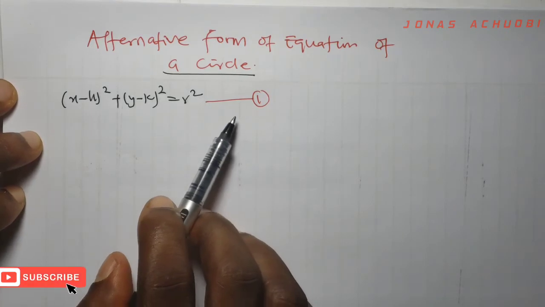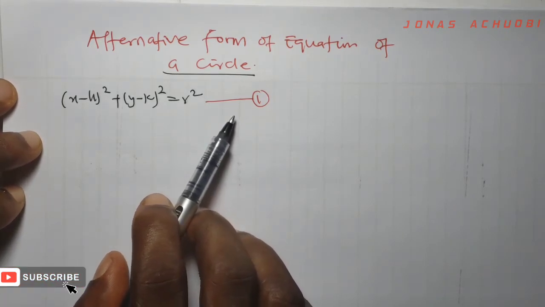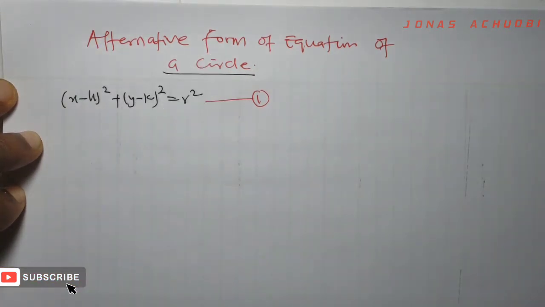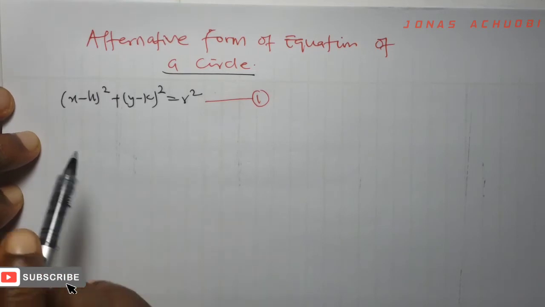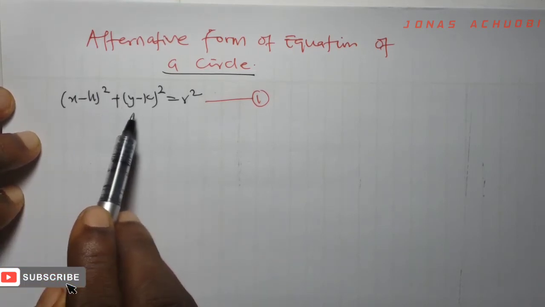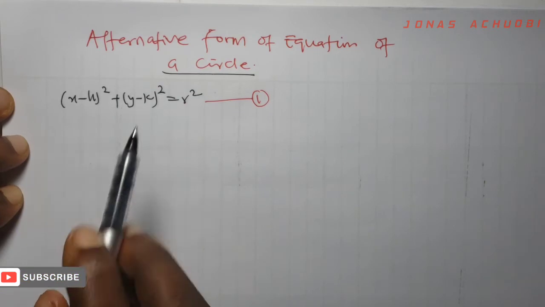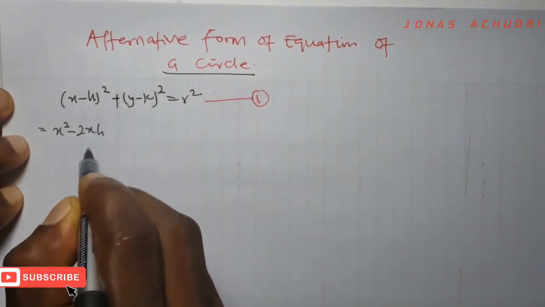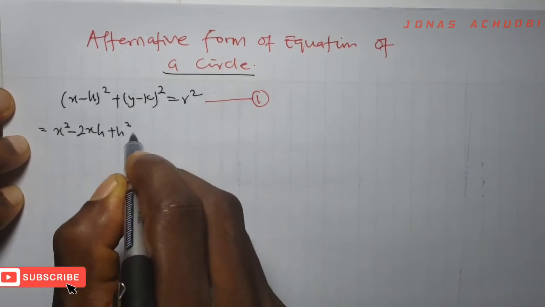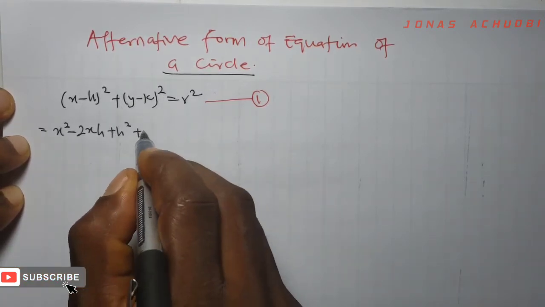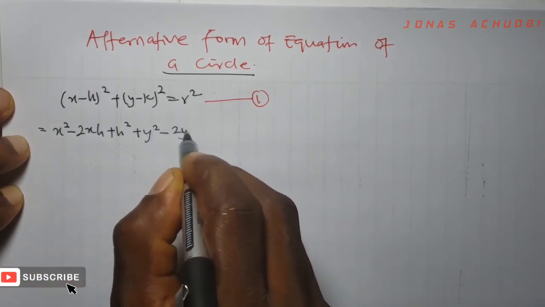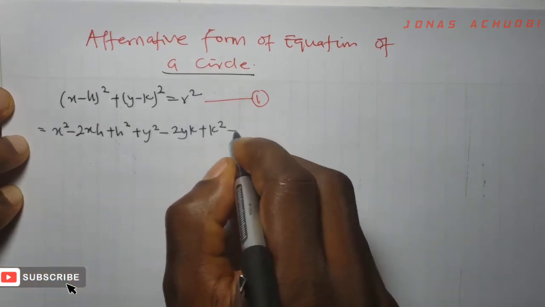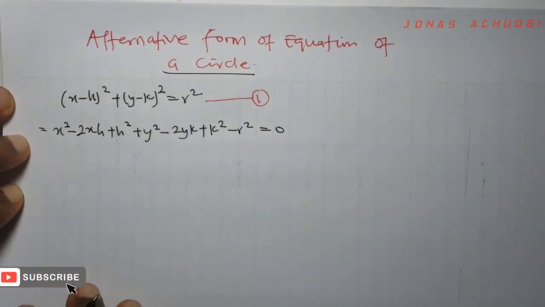Now we want to modify equation 1 and arrive at another equation that describes a circle, which we shall call the alternative form of 1. If we expand the left hand side of equation 1, what do we get? We get x squared minus 2xh plus h squared plus, if we expand this other term, y squared minus 2yk plus k squared. If we take r squared to the left hand side, we get minus r squared equal to 0.